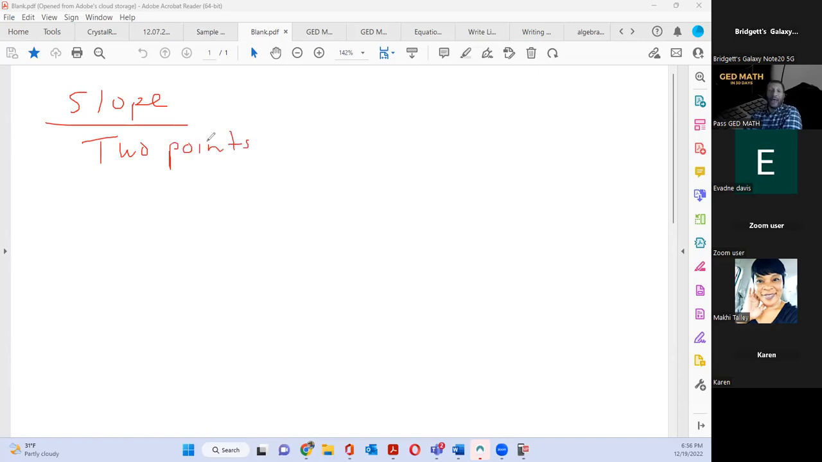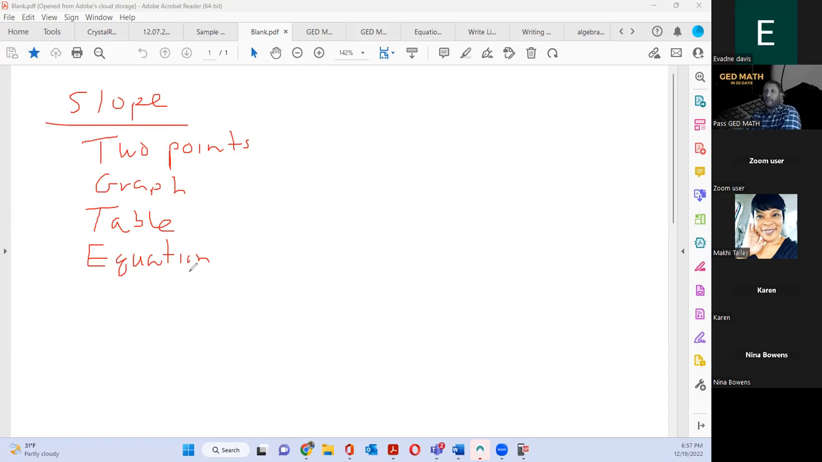You're going to have to find the slope from a graph. You're going to have to find the slope from a table. You're going to have to be able to find a slope from an equation. There are 2 forms you should be familiar with in equations, which are slope-intercept form and the slope formula. So when we talk about slope and linear equations, you're talking anywhere from 7 to 10 problems. You're talking about anywhere from 15 to 25% of your exam.